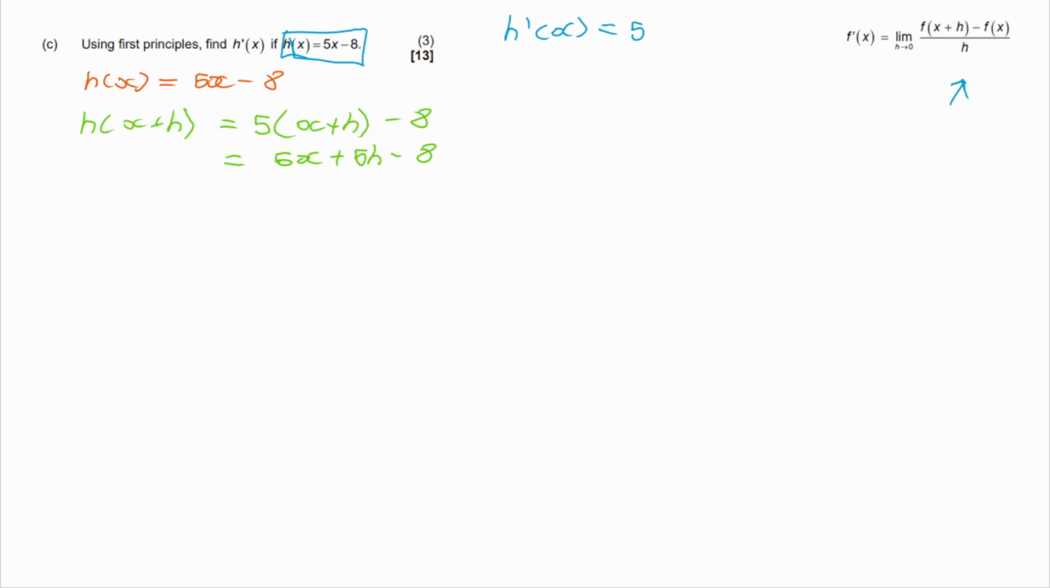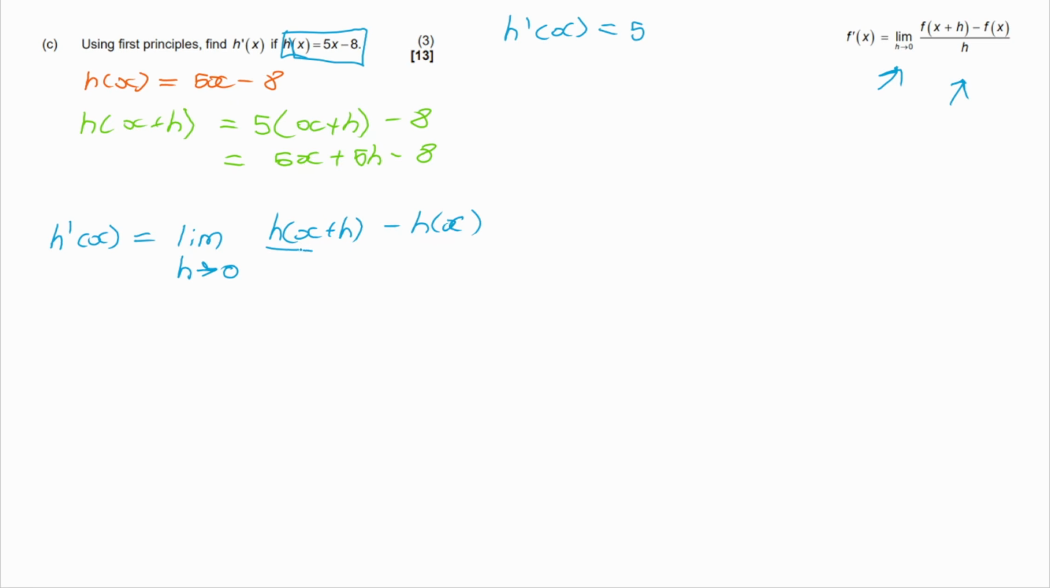Okay, no common factors, so I just leave it like this. Now I apply this formula. We're looking for h prime of x, and that's equal to the limit as h tends to 0. Remember, this limit needs to stay in all the way until the end, until we substitute h equals 0 in. But anyways, let's write the formula in full in terms of h's, and then we'll substitute in.